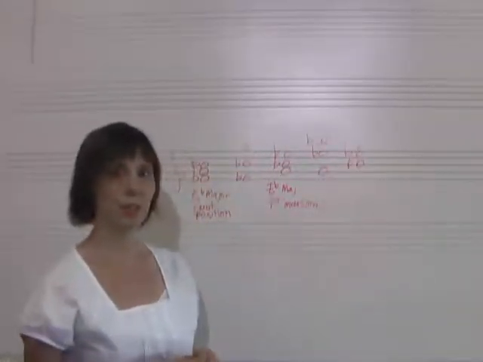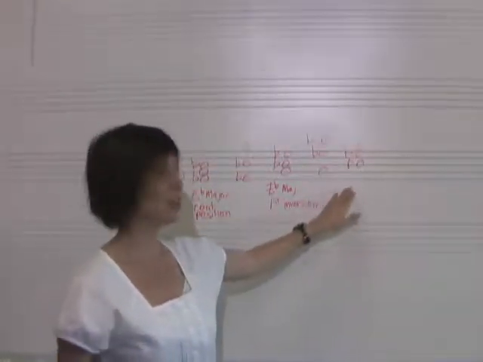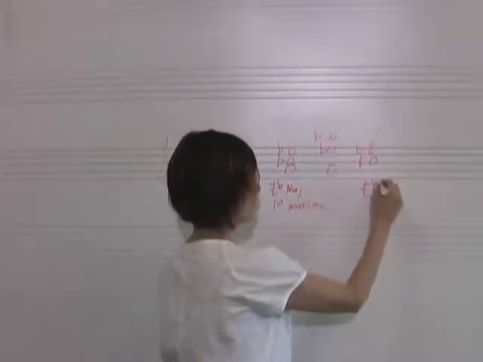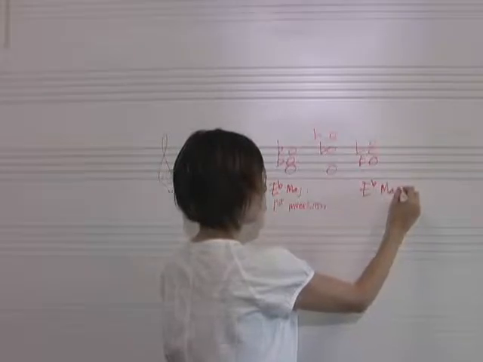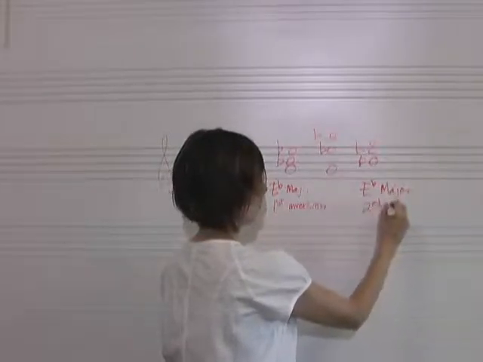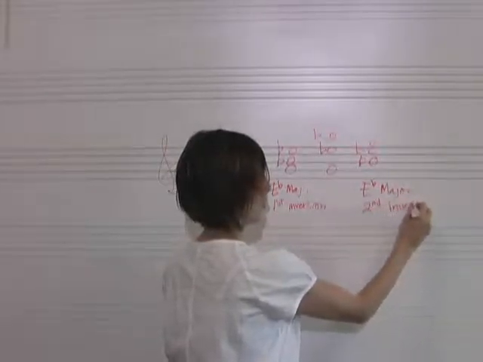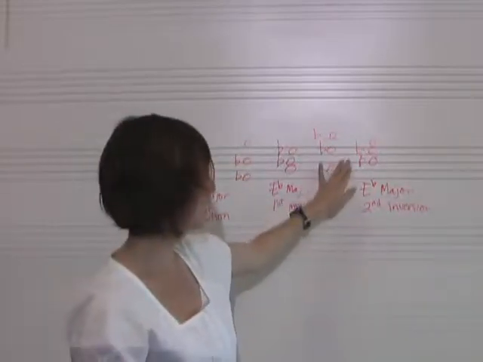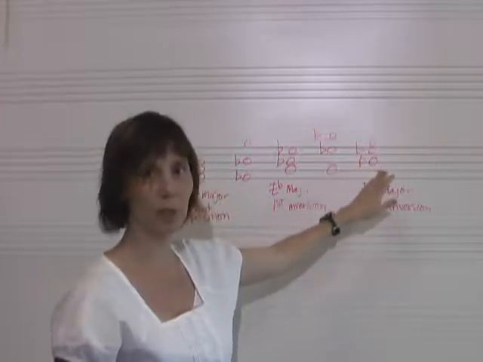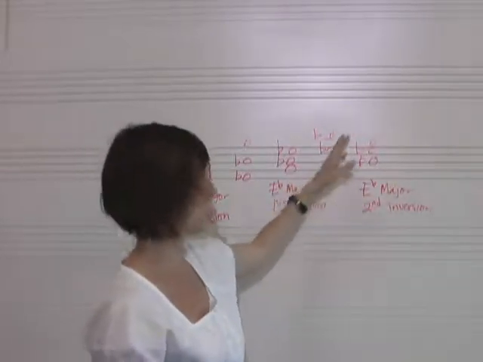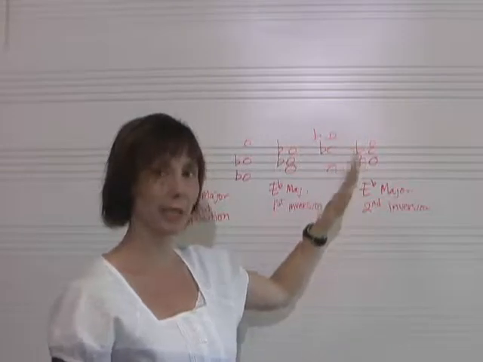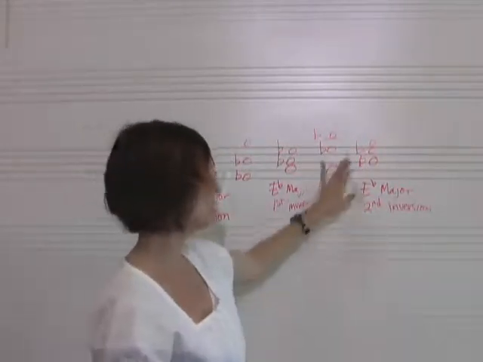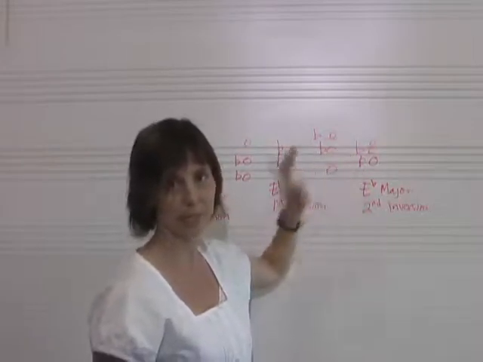When the fifth is on the bottom, now it's considered second inversion. Now, in this case, we have the fifth on the bottom. Again, yes, it's true the third is on the top, but that's not the important thing because the third doesn't have to be on the top. But if the fifth is on the bottom, it's second inversion.